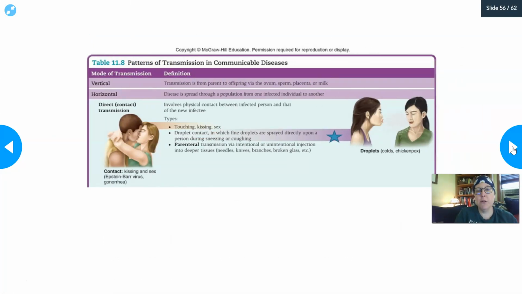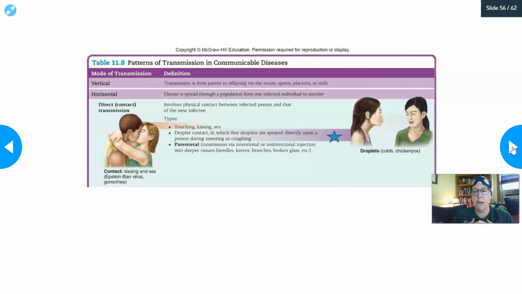So, patterns of transmission in communicable diseases. Vertical is always going to be mother to child through the process of carrying a child and delivering a child. So, for example, if a mother has HIV while she's pregnant, the child could have HIV, right? Okay. And then horizontal is really how disease is spread. It's from friend to friend, or between family members.